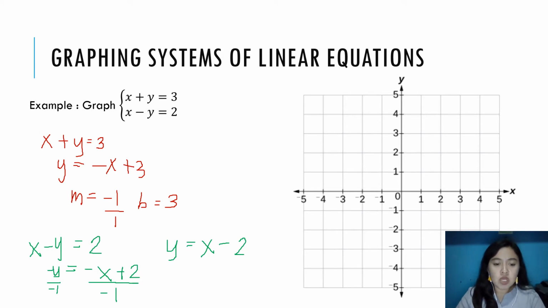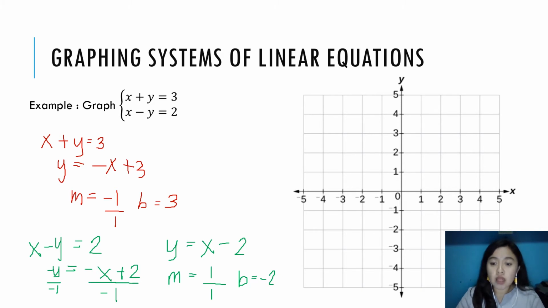So, what is the slope of this? The slope of this is 1. Knowing that it is 1, a whole number, it has an imaginary denominator of 1. And our y-intercept is negative 2. Always remember to carry the negative sign. Don't forget the negative sign or else the equation you make will be wrong.